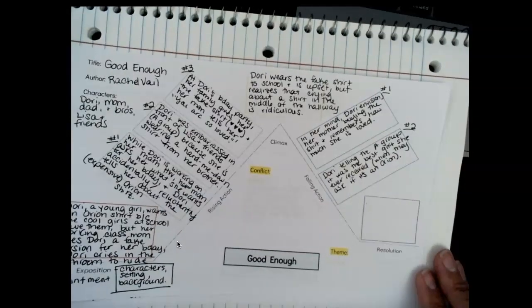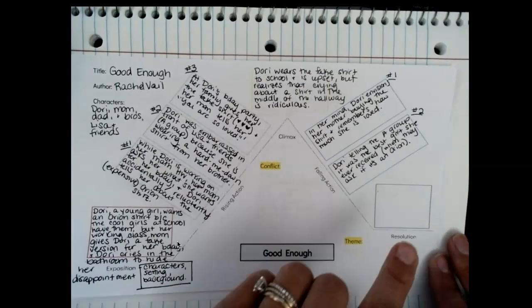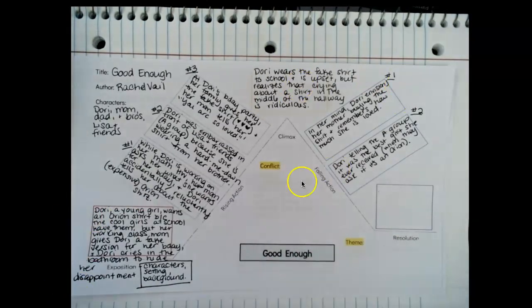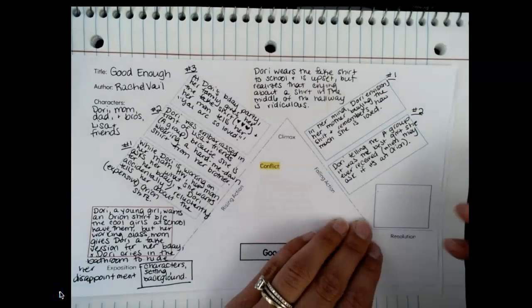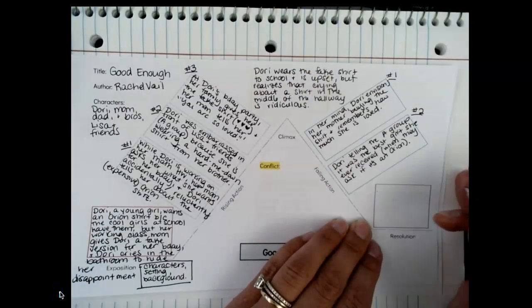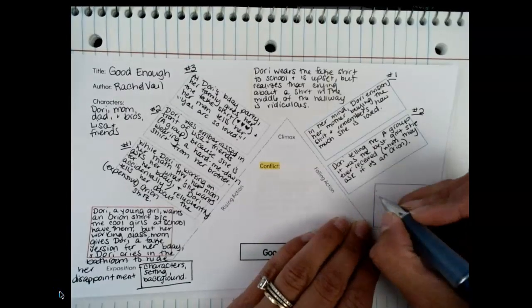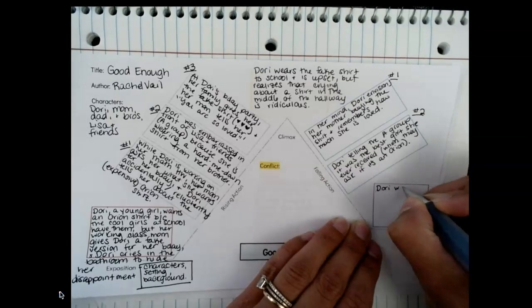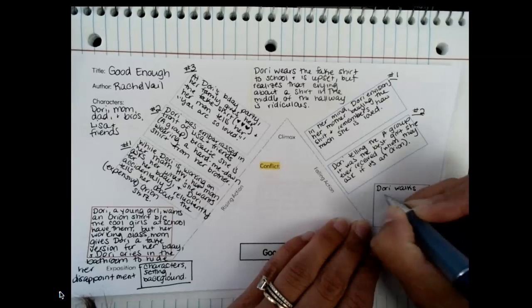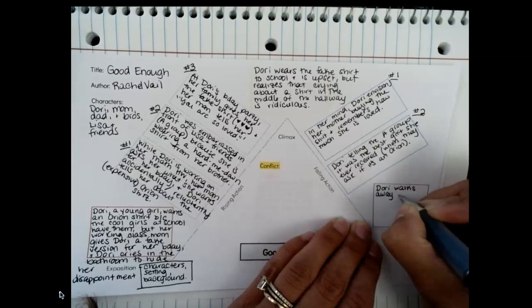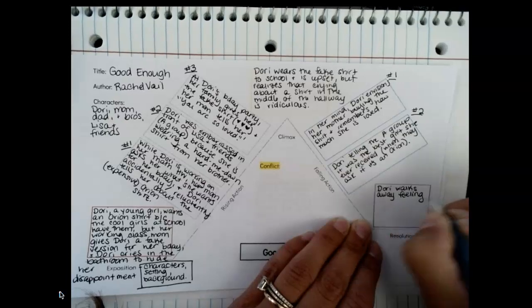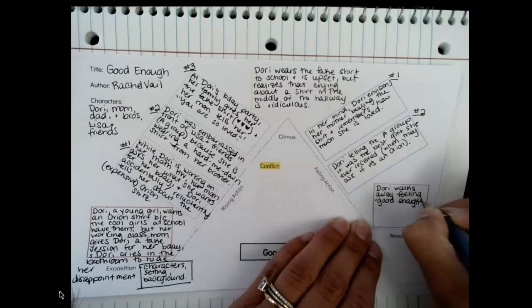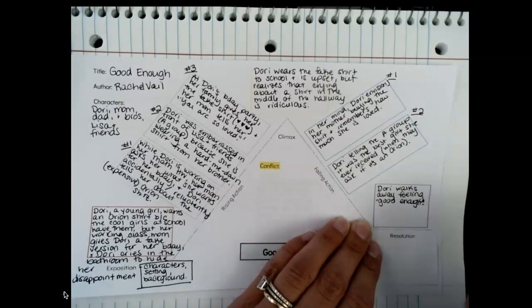I know it's not really much of an event, but our final part here in the plot diagram is writing about the resolution of the story. Okay, so the resolution in the story is the very ending, and this is when she walks away, basically. So we're going to write Dory walks away feeling good enough, and I think we can kind of just leave it at that.